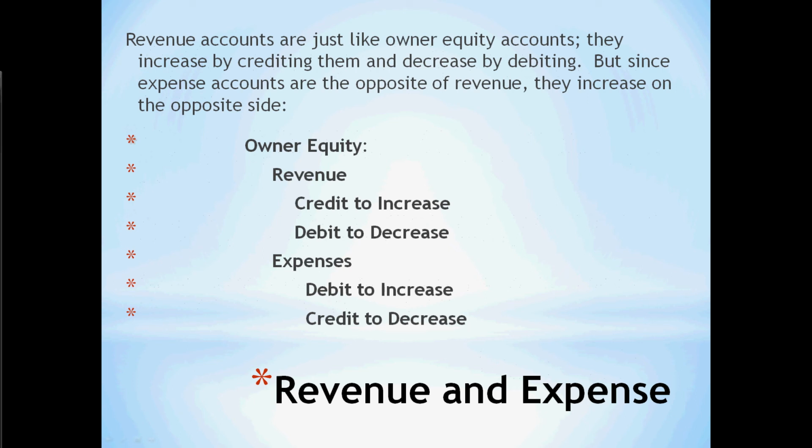Revenue accounts are just like owner equity accounts. They increase by crediting them and decrease by debiting. But since expense accounts are on the opposite of revenue, they increase on the opposite side. Owner's equity, revenue, credit to increase, debit to decrease. Expenses, debit to increase, credit to decrease.